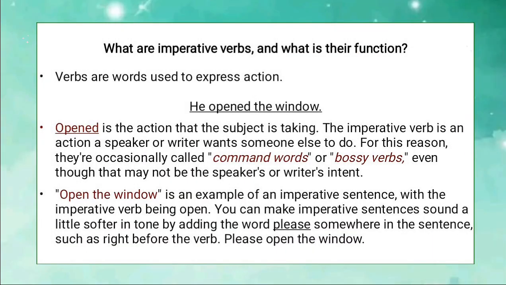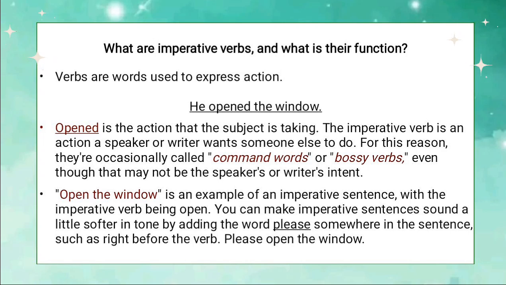Next, the question here is: what are imperative verbs and what is their function? We all know that verbs are words used to express action. We have the sentence here, he opened the window. Opened is the action that the subject is taking. The imperative verb is an action a speaker or writer wants someone else to do. For this reason, they're occasionally called command words or bossy verbs, even though that may not be the speaker's or writer's intent. Open the window is an example of an imperative sentence with the imperative verb being open.